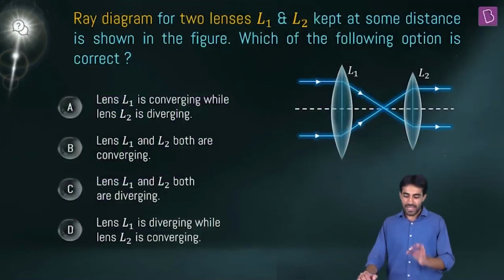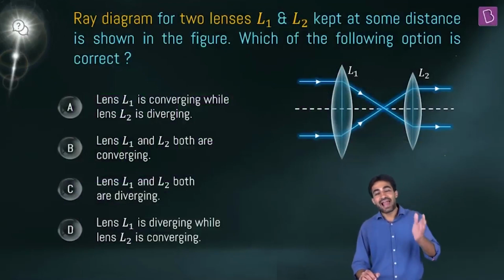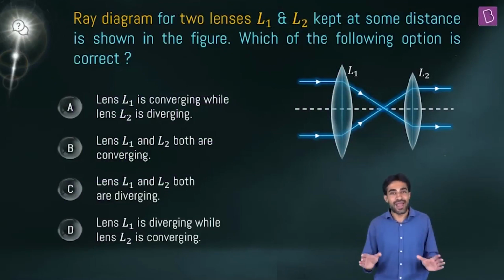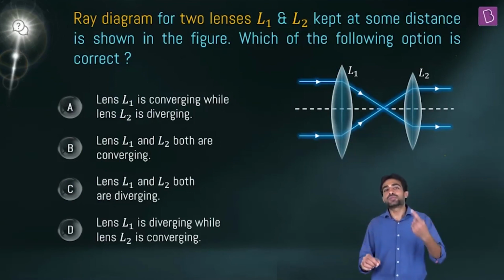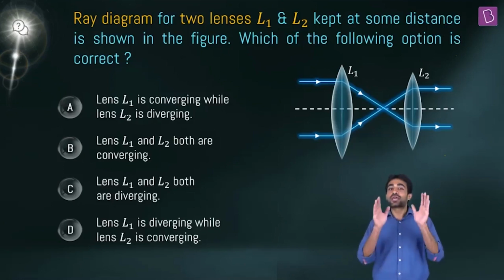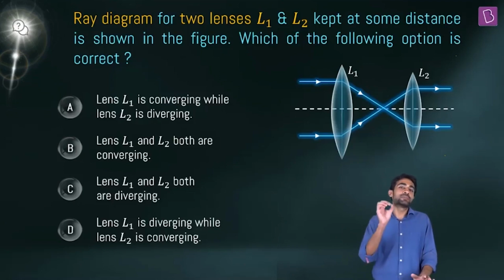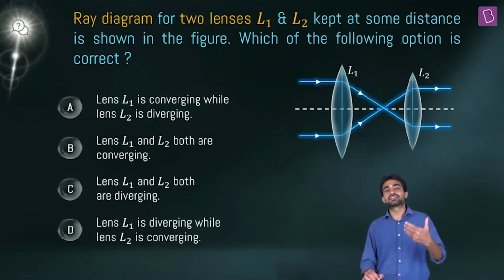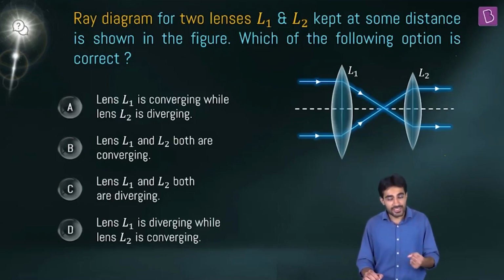In this question, a ray diagram of two lenses L1 and L2 is shown in the figure. We can see this beautiful ray diagram and we have to tell which of these options is correct. As you can see, the options basically describe the nature of each lens, whether the lens is behaving as a converging lens or a diverging lens, and we have to tell that.